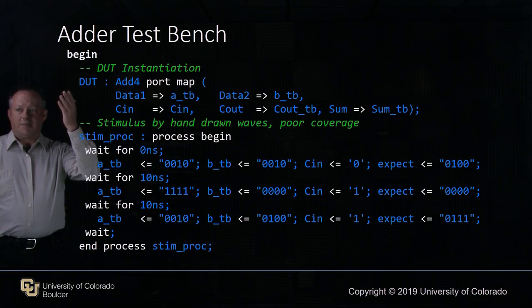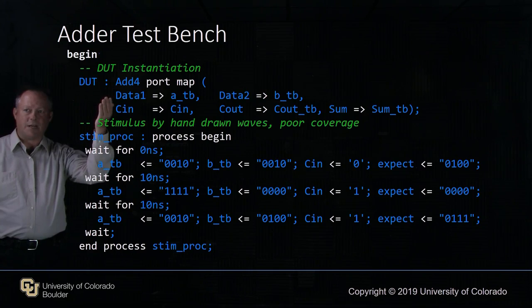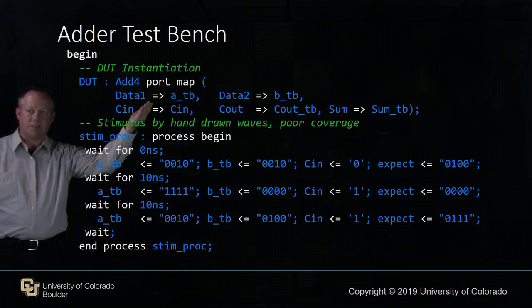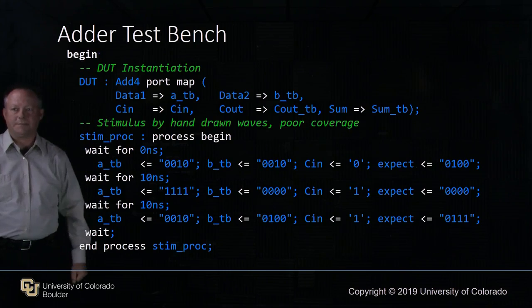Inside of our test bench, we're going to declare our instance, and our instance is our device under test. So here we're going to create a port map to that device under test. Data 1 bits are associated with A test bench bits that we created as a signal. Data 2 are associated with B test bench signals. Carry in, carry out with carry out test bench, and sum with sum out test bench.